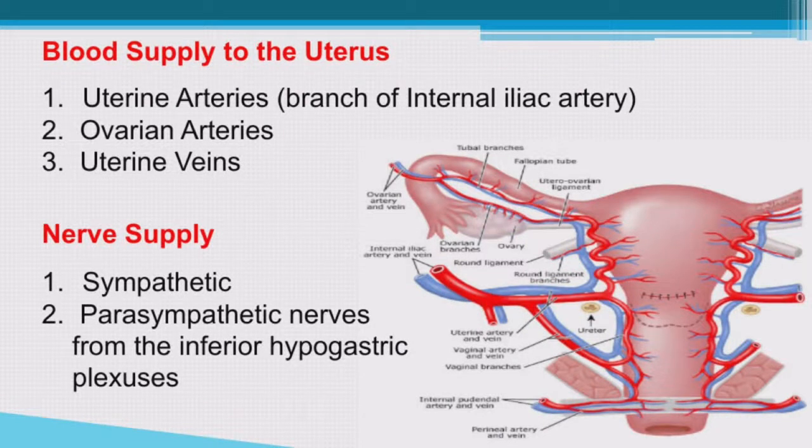Blood supply to the uterus. 1. Uterine arteries, branch of internal iliac artery. 2. Ovarian arteries. 3. Uterine veins. Nerve supply. 1. Sympathetic. 2. Parasympathetic nerves from the inferior hypogastric plexuses.